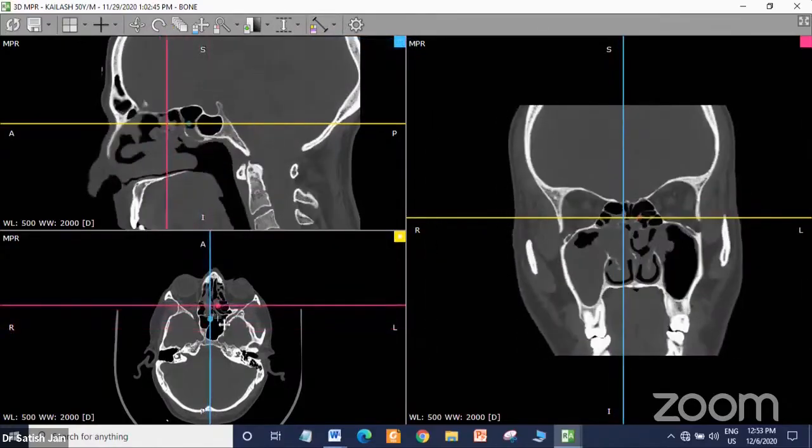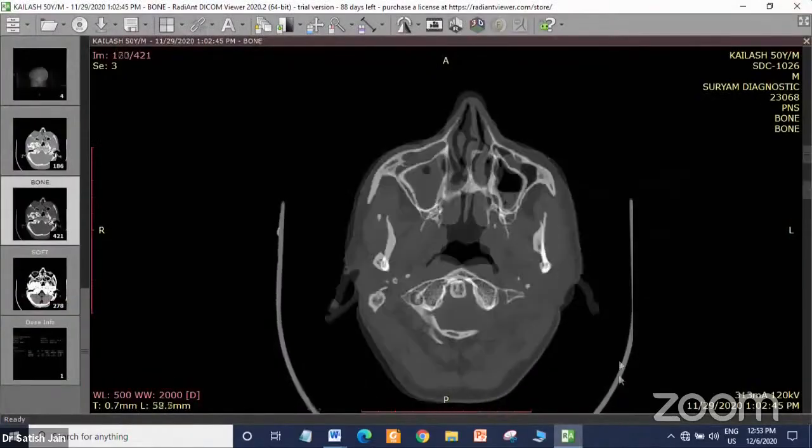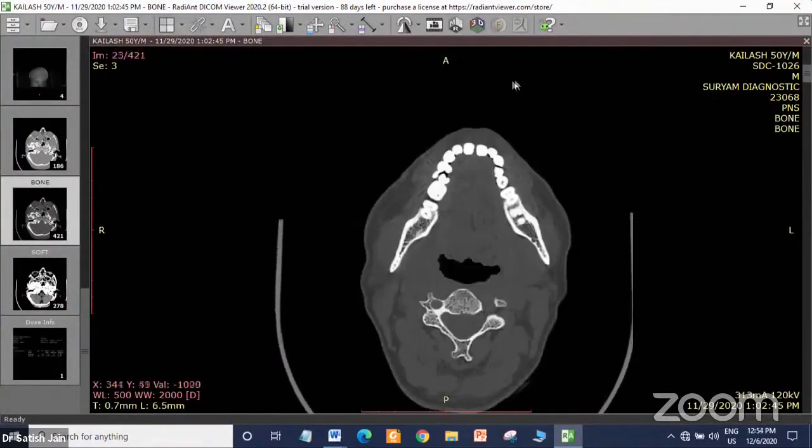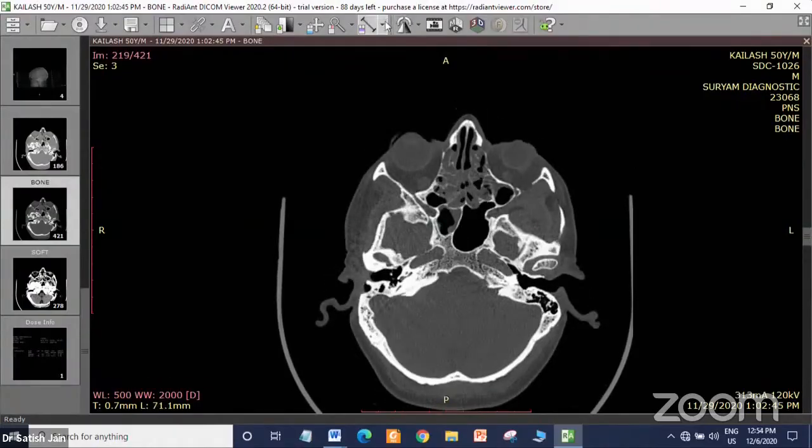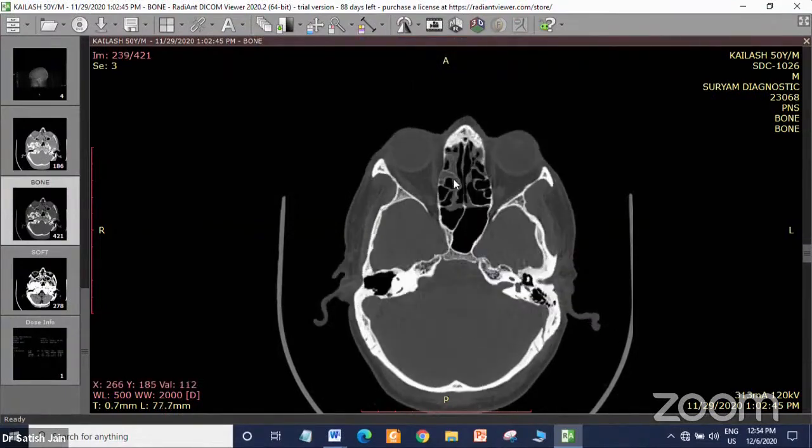See this? Just a minute. Let me measure any distance. Suppose the sphenoid sinus, I can measure the distance. There is a scale. Angles, distances, anything you can do.